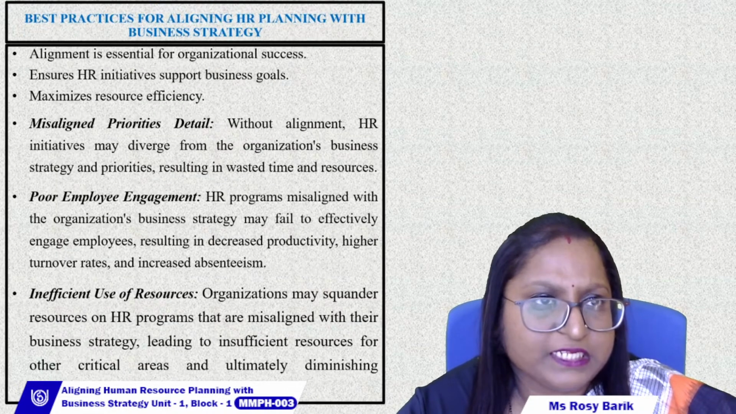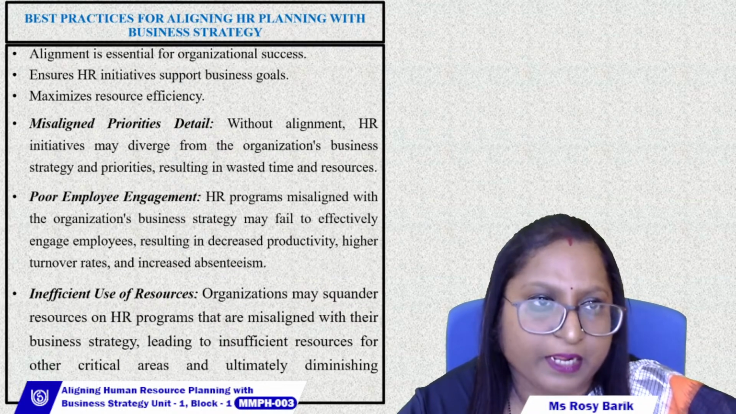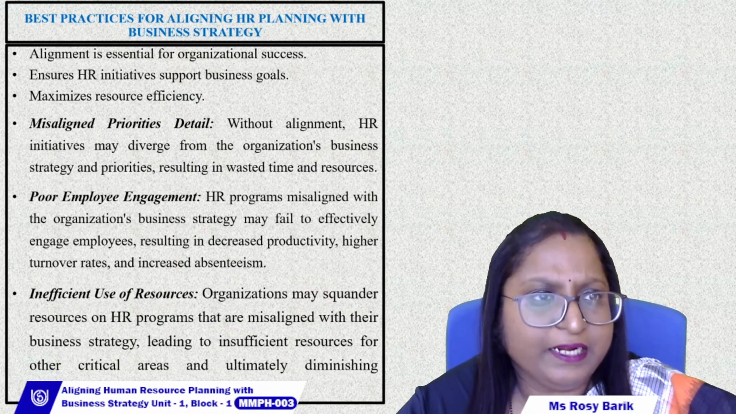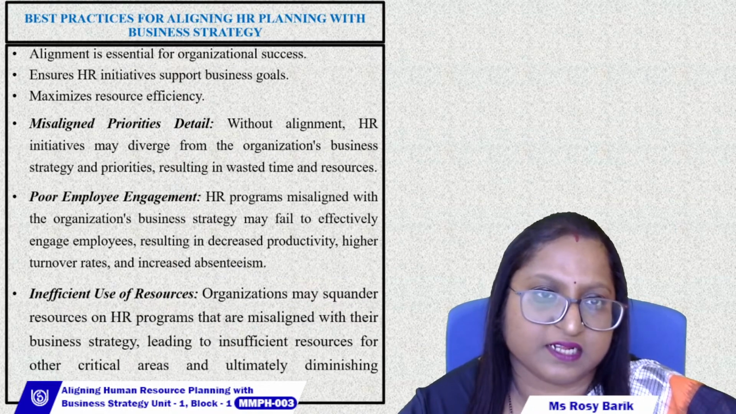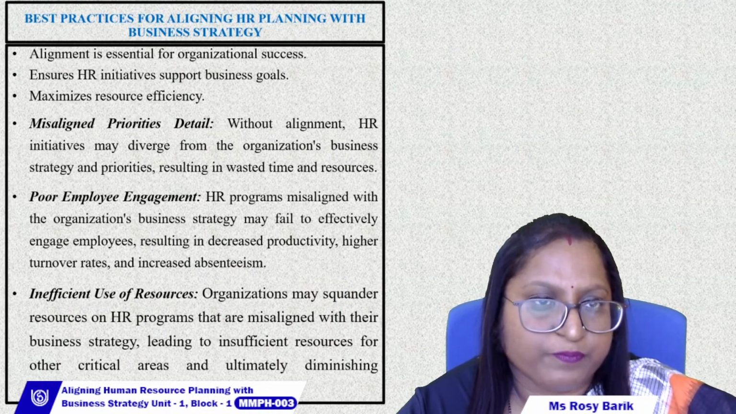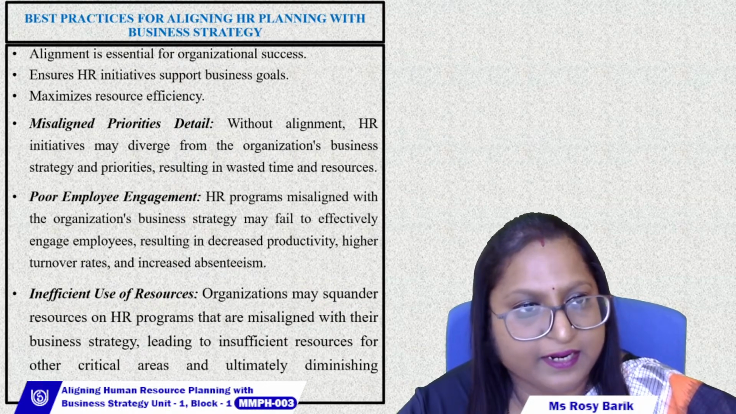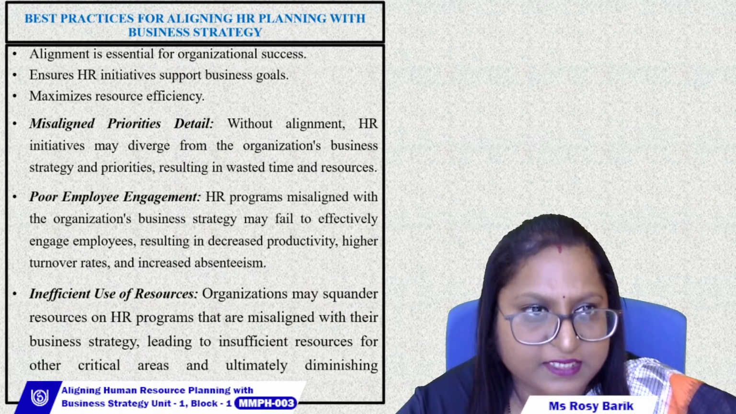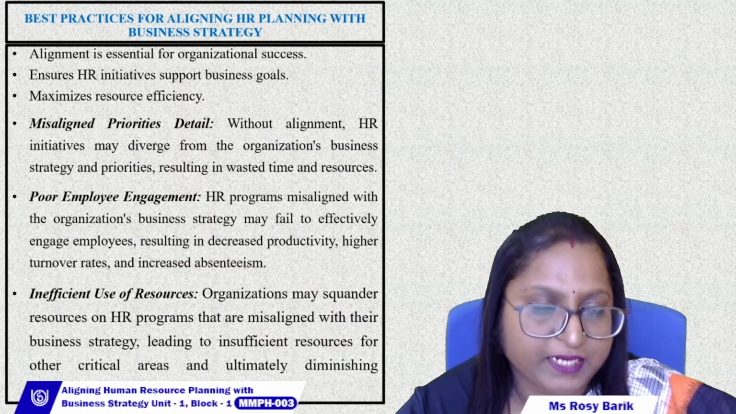Now comes the best part, that is best practices for aligning HR planning with business strategies. The alignment of HR planning with the business strategies is essential for organizational success. So it ensures the HR initiatives support business goals, which maximizes resource efficiency. We can see various examples in the market like General Electric, Netflix, Southwest Airlines, as well as Procter and Gamble, that is P&G company.